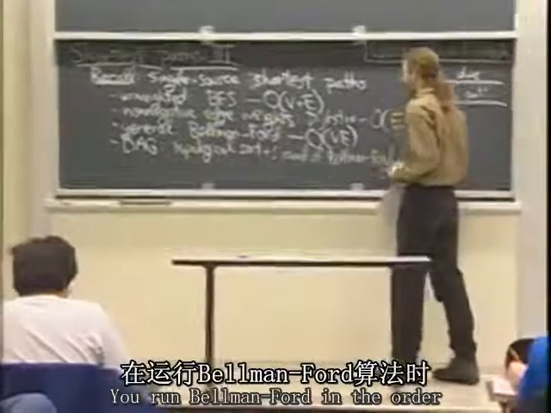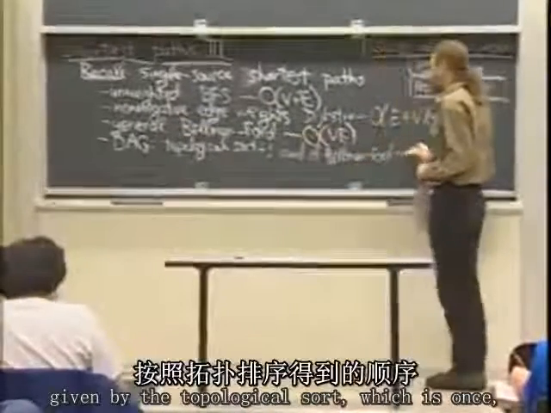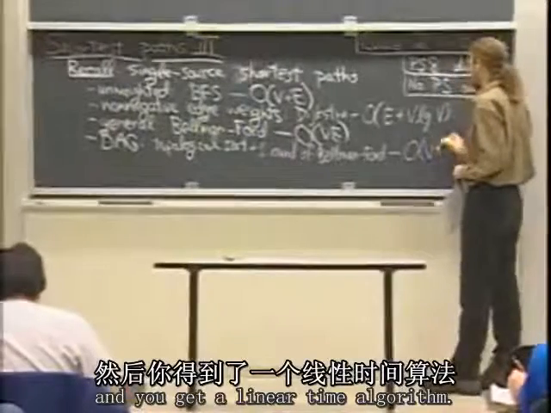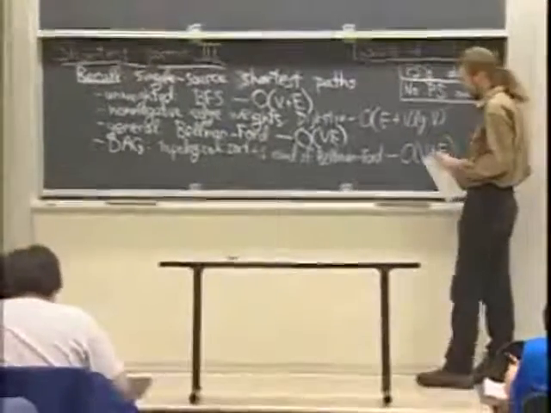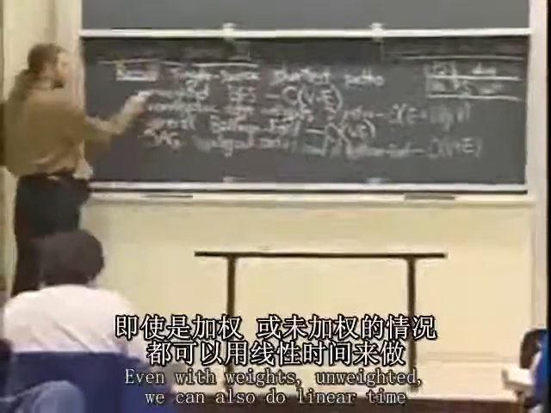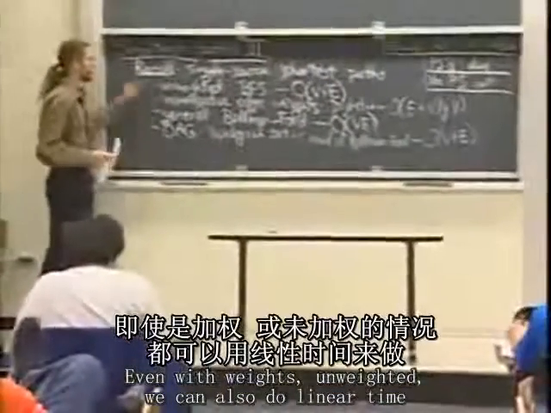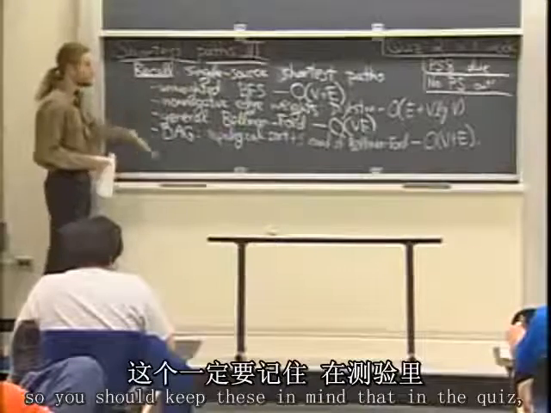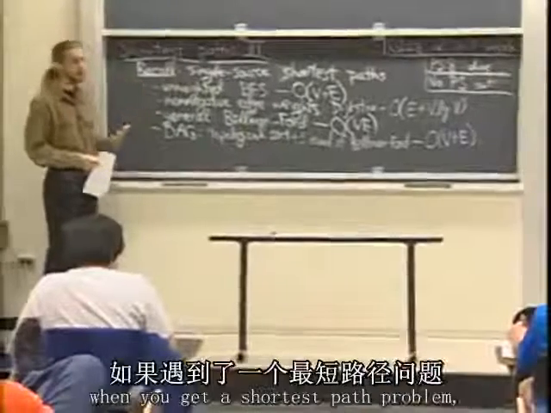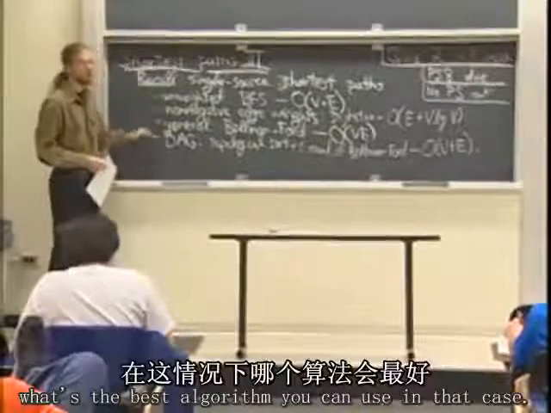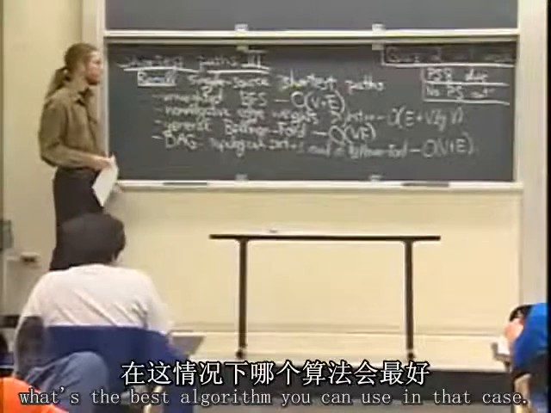You run Bellman-Ford in the order given by the topological sort just once, and you get a linear time algorithm. So a DAG is another case where we know how to do well even with weights. Unweighted, we can also do linear time. So you should keep these in mind in the quiz when you get a shortest paths problem, or what you end up determining is the shortest paths problem. Think about what's the best algorithm you can use in that case.